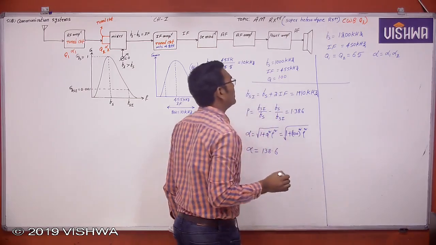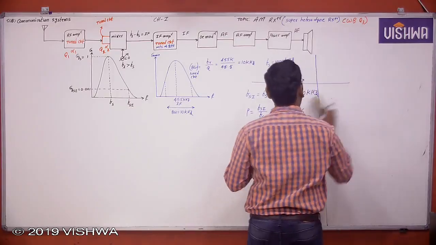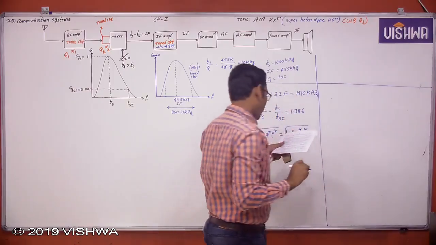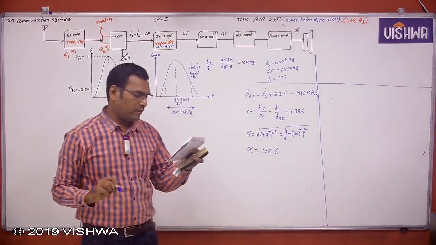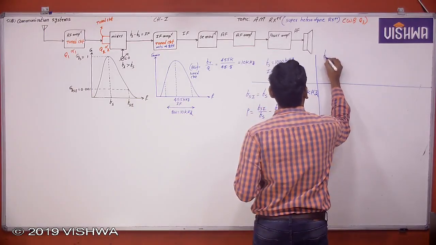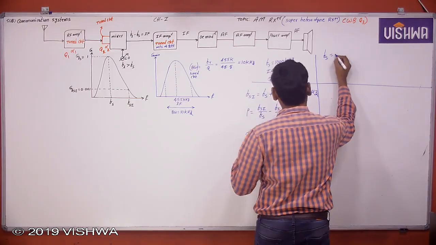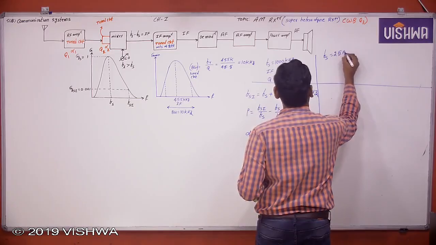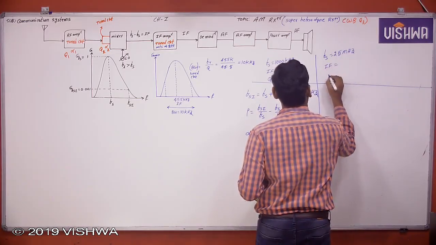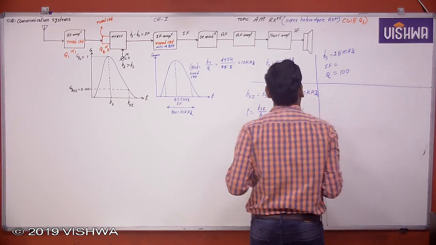Now see carefully, okay? What he is asking is, B bit: repeat all the above calculations if the receiver is tuned to 25 megahertz. So now Fs is increased to 25 megahertz, the intermediate frequency and quality factor are the same, quality factor is 100, okay?